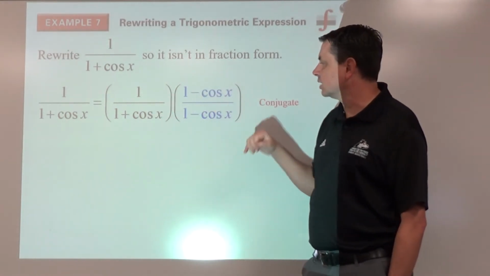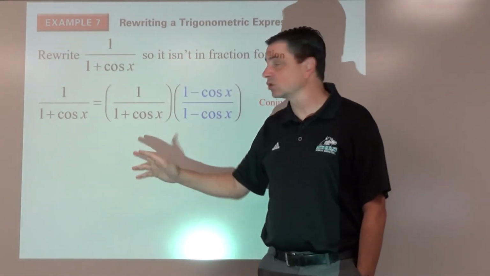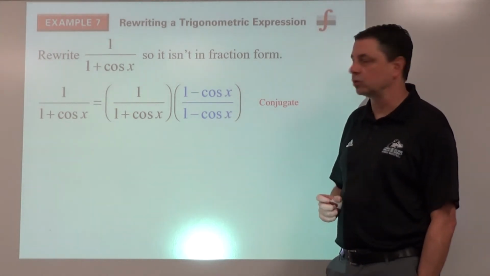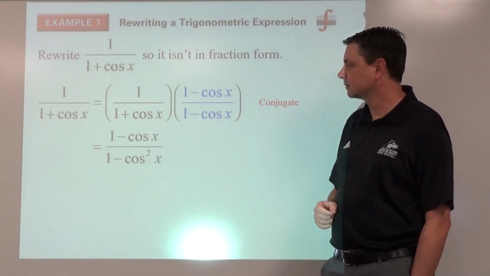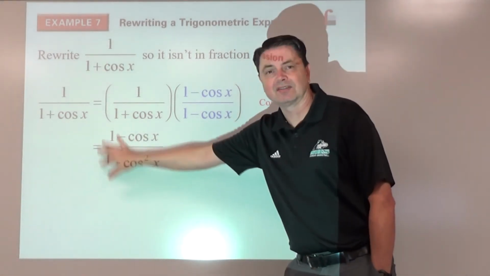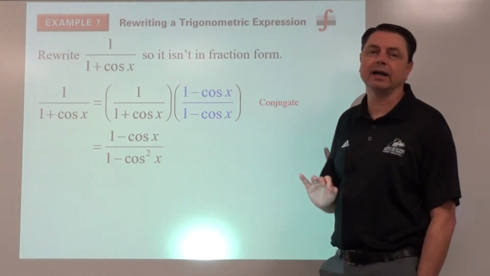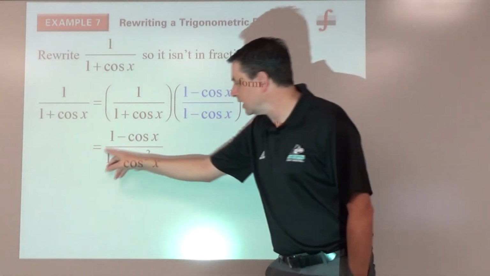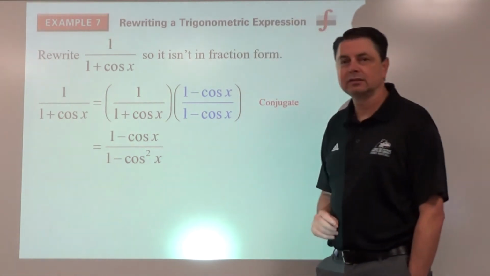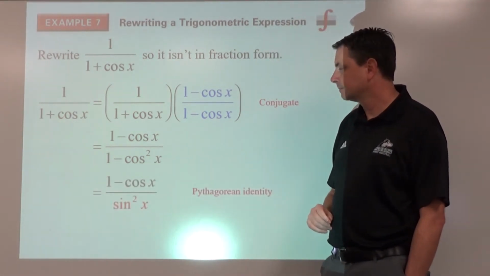So easy multiplication on top, on the bottom, that's a difference of squares, so we're going to get 1 minus cosine squared x. No, we don't have canceling here. That would be highly illegal. But we do have an identity, sine squared x.